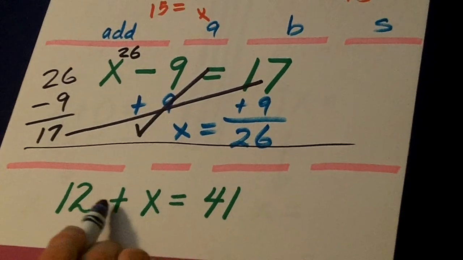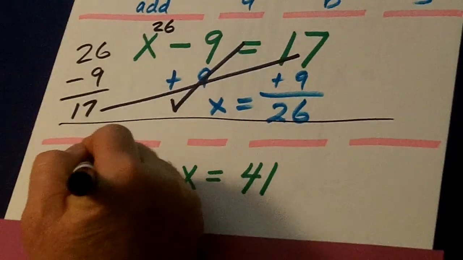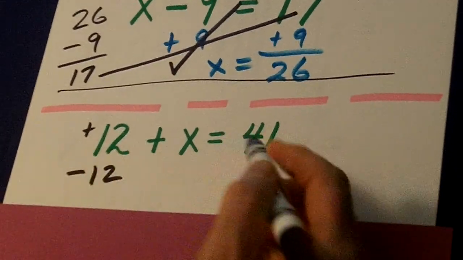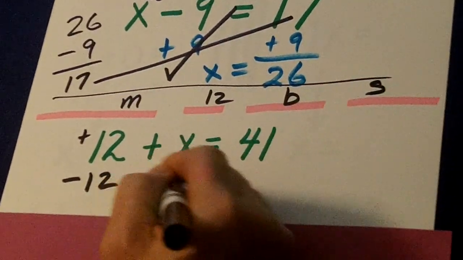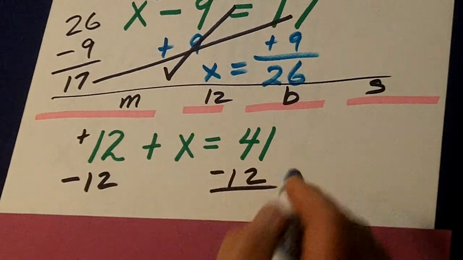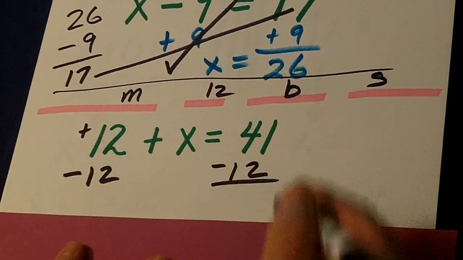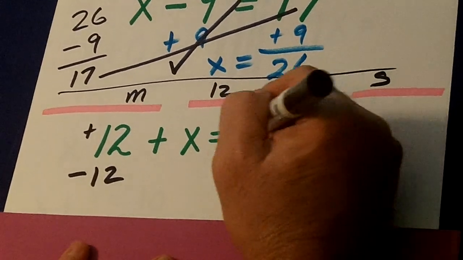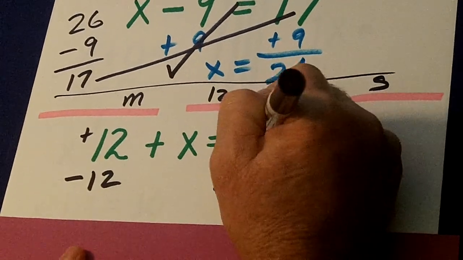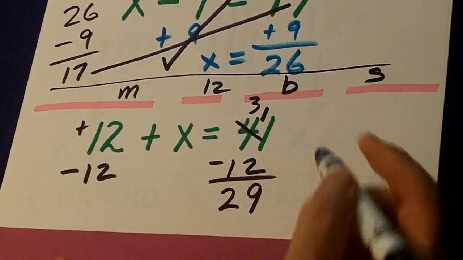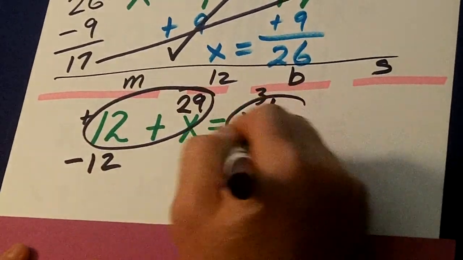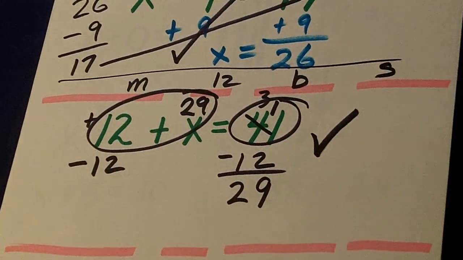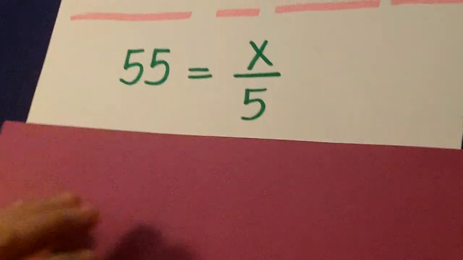This is x plus 12. Minus 12 both sides. Be careful, borrow. 1 minus 2 is not 1. Borrow, 3, 11, 9, 29. If we put 29 there for x, 29 and 12 is 41. Big check there. Let's go down here.